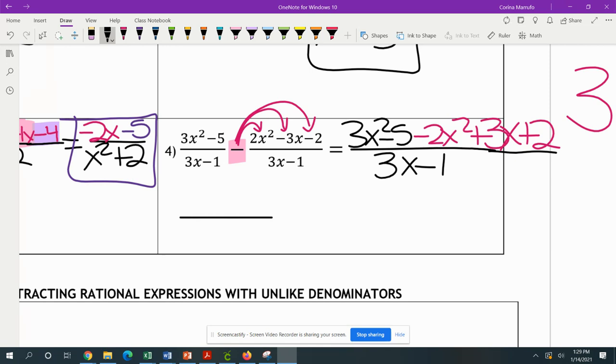We go ahead and put everything over the same common denominator, and we start combining like terms. So 3x squared and -2x squared, that is just going to give us an x squared.